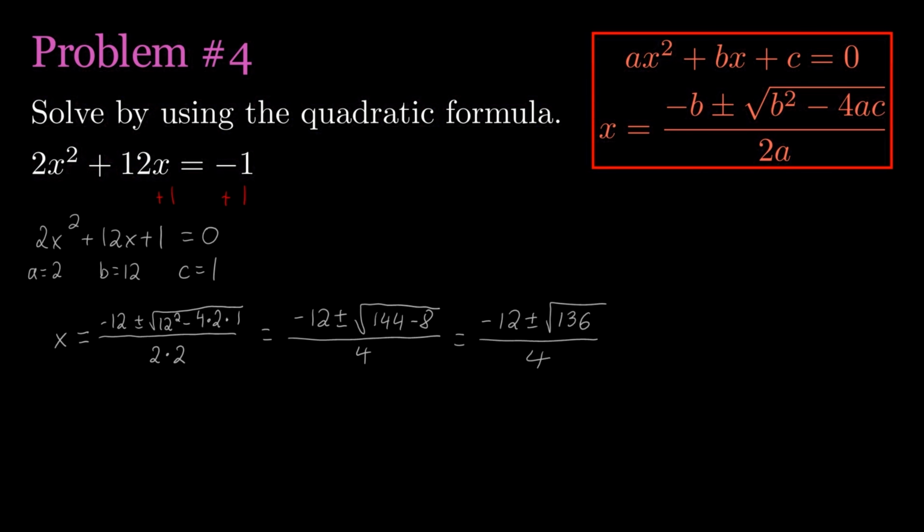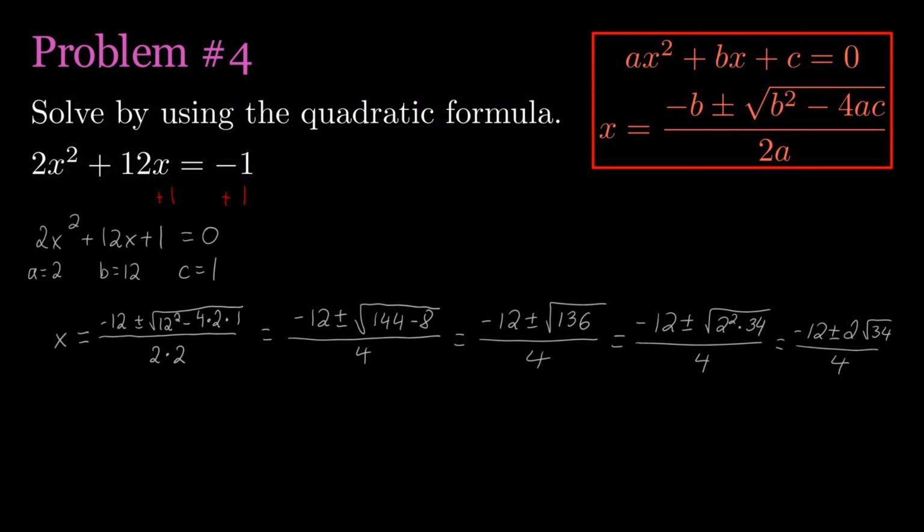And since we are supposed to have a simplified radical expression, we are looking for all the perfect square factors in the number 136. The largest perfect square factor of 136 is actually 4, which is 2 squared, so we get negative 12 plus or minus the square root of 2 squared multiplied by 34 all over 4. So we throw that base of 2 out of our radical, or factor out of the radical, and get negative 12 plus or minus 2 times the square root of 34 over 4.